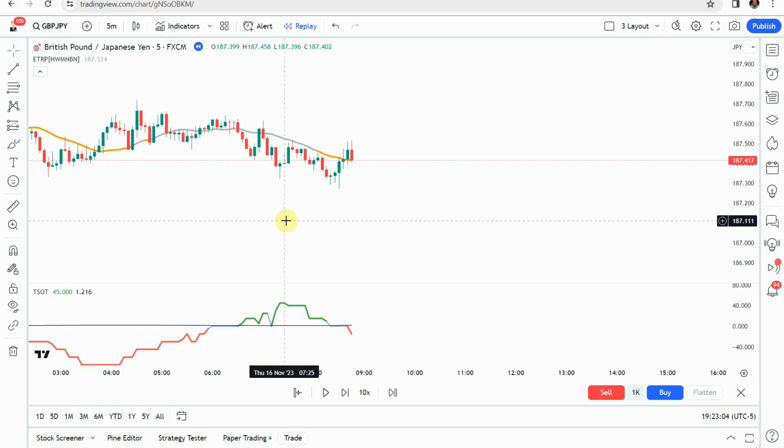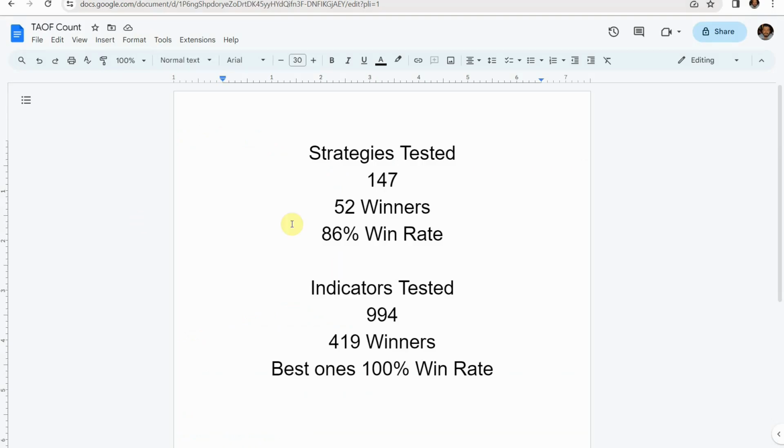Alright, as I said, today we will be testing a 5-minute scalping strategy. Before we do though, I wanted to put the testing scoreboard up for everyone to see. So to date, we have tested a total of 147 different strategies, with 52 of them being winners. The best ones so far were able to achieve an 86% win rate. That is the Academy of Forex strategy with the Z-score probability indicator. We've also tested a total of 994 indicators, with 419 of them being winners.